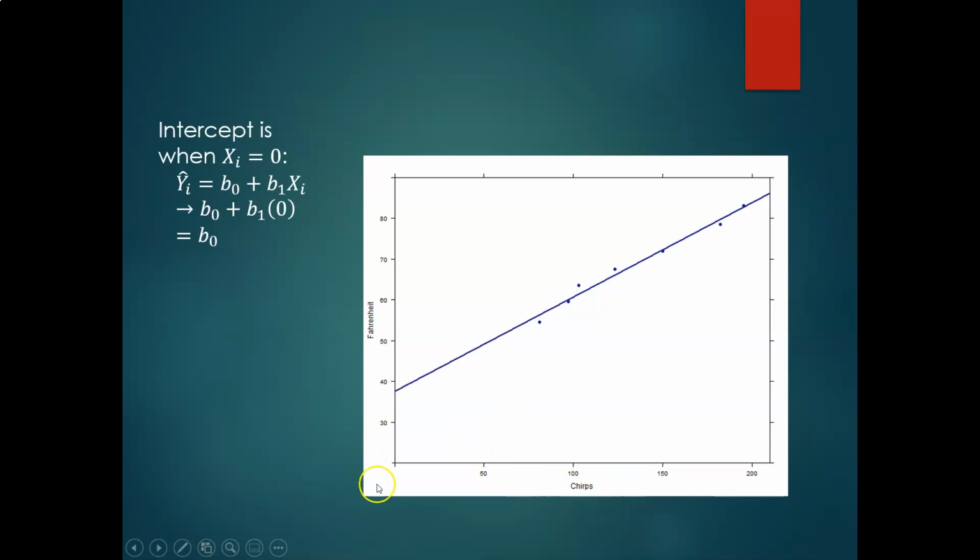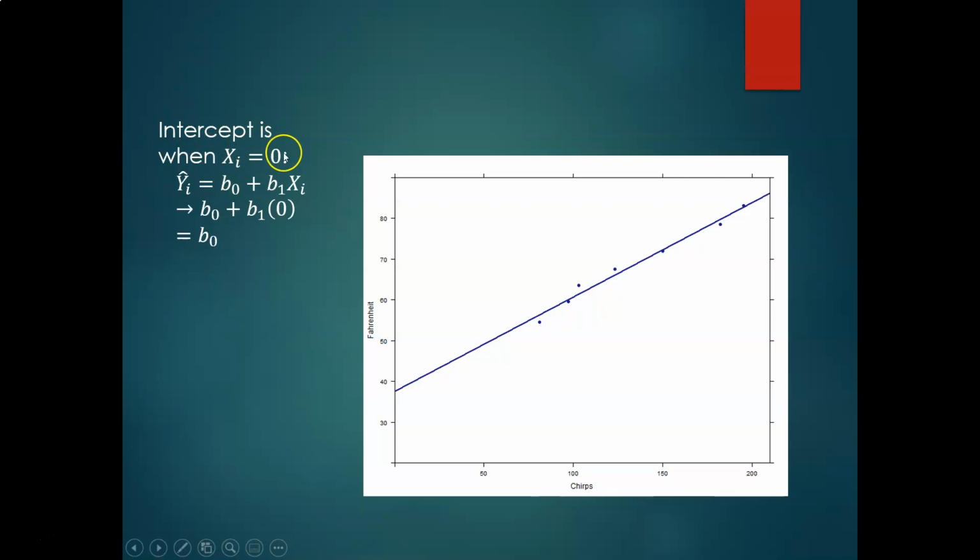So what this is pointing out is that when we have no chirps, crickets as quiet as you can be, we think the temperature is about 37 degrees. Okay? That's what the prediction is going to be. Each time the amount of chirps increases by 1, we are then multiplying that value by 0.23 because 0.23 is the coefficient for the x variable.